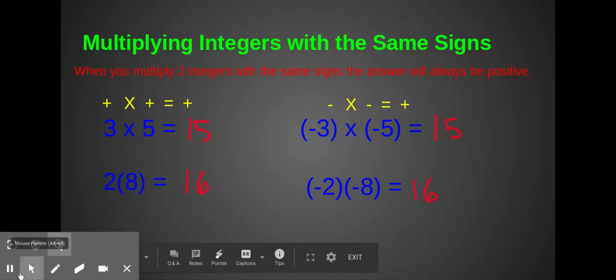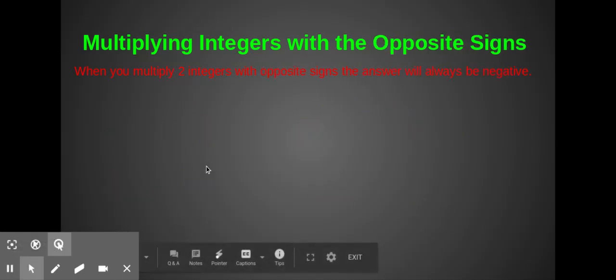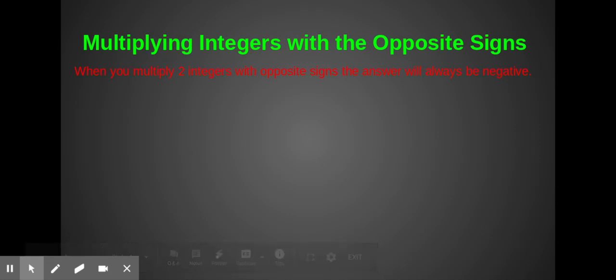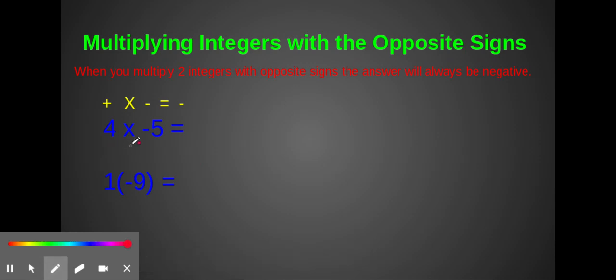So let's go ahead and move on to the next slide. So we'll remind ourselves of the rule that when you multiply two integers with opposite signs, the answer will always be negative. So if my signs do not match, then the answer will be negative. So let's go ahead and try it out. We have 4 times negative 5. And because the signs don't match, I can already put a negative sign before I even do the multiplication. And then I just have to figure out what 4 times 5 is, and that is 20. So the answer is negative 20.